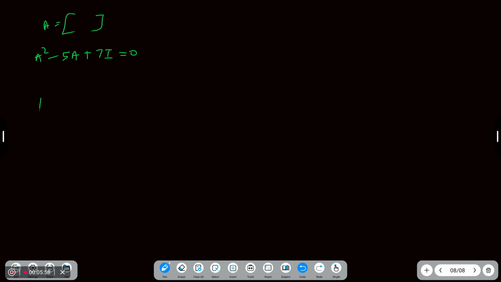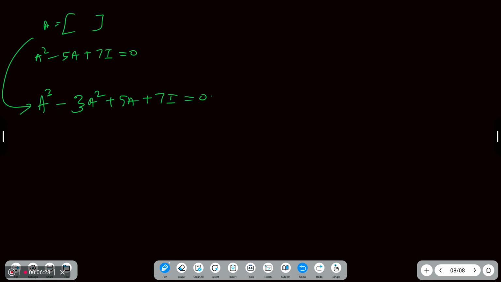Sometimes cubic matrix also they will be asking. Cube and 3A square plus 5A plus 7I is equal to 0 or something they will be given. So like that cubic matrix also they will be asking. In the cubic matrix, not only square matrix, even 3 by 3 matrix also will be coming. These things will be coming for 3 marks or 5 marks.